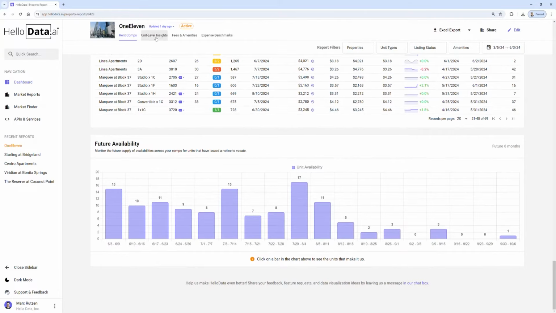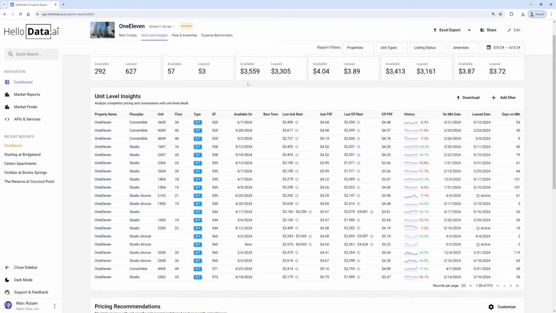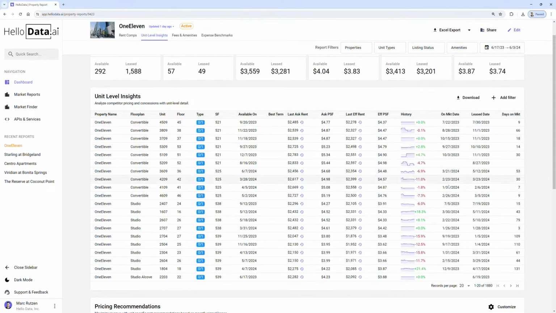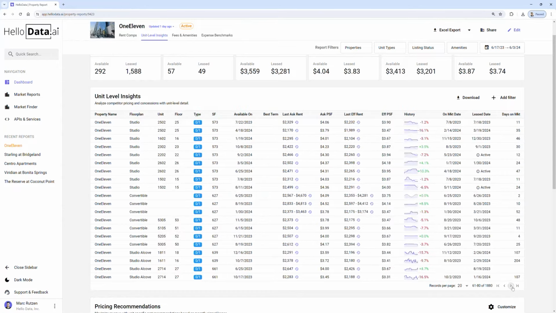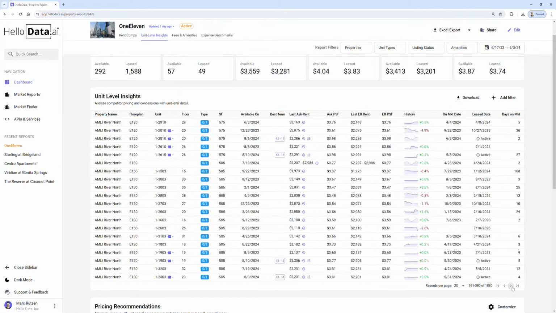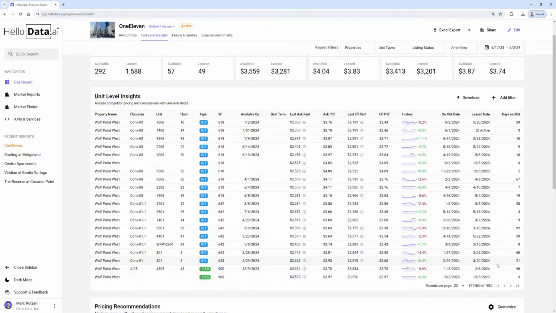Now from there, let's go to the Unit Level Insights tab. At the very top of this tab, you'll see basically all of the data that we show in the interface. This is everything powering the UI. If we go back to June of last year when we started collecting data, this is going to reflect 1,800 units from every single property in your comp set. Every unit that has been on the market is going to be reflected in this table.